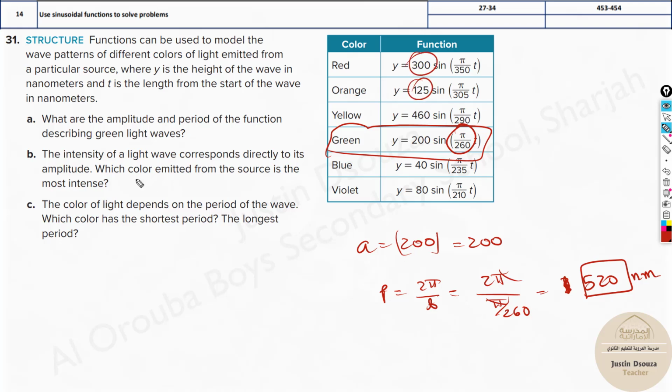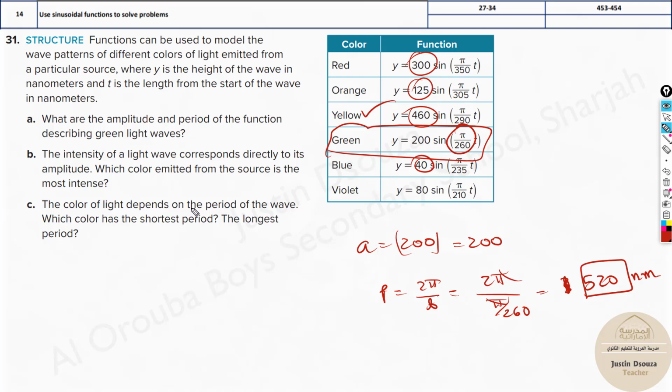If there is high amplitude, then it is high intensity. Which is the most intense? Just see over here, which is the maximum? It is 460. It's LO. LO is the most intense. If they ask in the exam least intense or the lowest intensity, that would be blue color. You should just see which is maximum, which is minimum, and tell the answer.